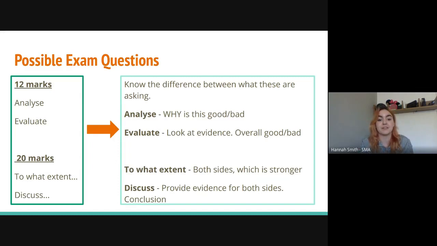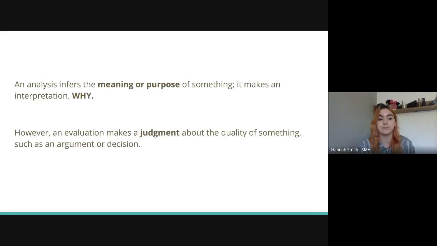Evaluate is about balance. The 20 markers, as I say, I will do a whole lesson on that one. To what extent is basically looking at both sides, and a discuss is just more information that you have to provide.